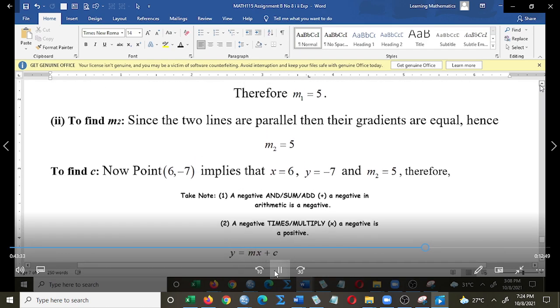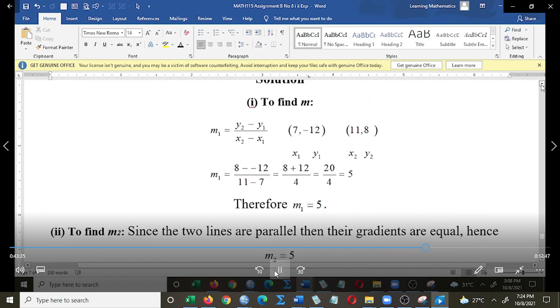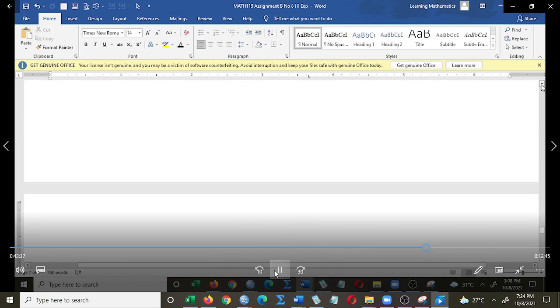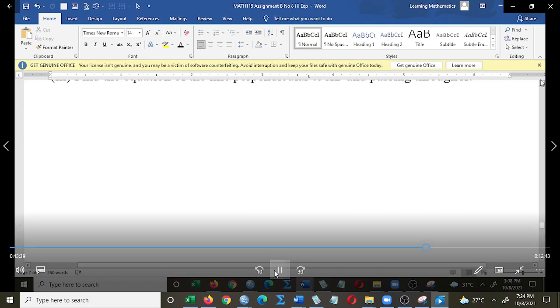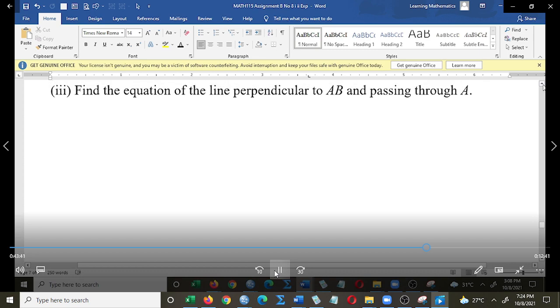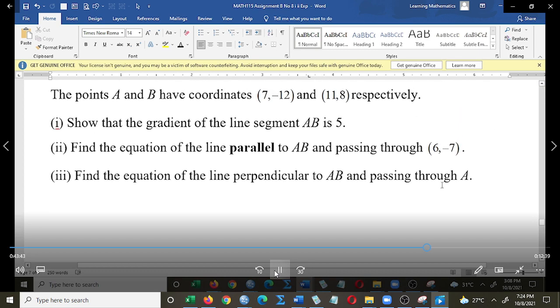Part 1 was just to show that M1 is equal to 5. Part 2 was to find an equation parallel, passing through the point (6, -7). And part 3 now is saying find the equation of the line perpendicular to AB and passing through A.